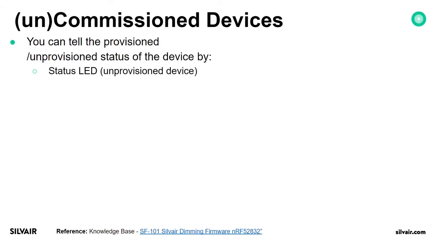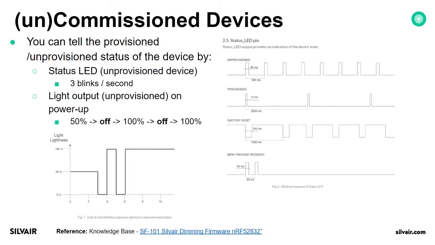This is a recap from the last session regarding provisioned and unprovisioned devices. So you can check first the status LED for unprovisioned devices, 3 blinks a second. Or you can check the light output on unprovisioned devices.